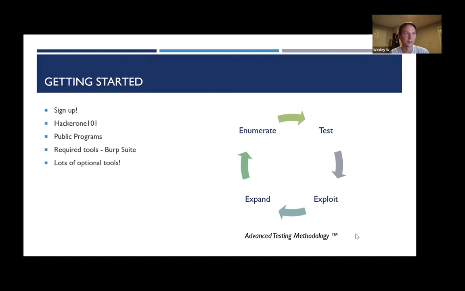I thought about what your advanced testing methodology should be to succeed in the bug bounty world. So I made this circle. And it is enumerate, test, exploit, and expand. Sounds pretty good, right? But basically what I've found is before you can really start testing a web application, it's really helpful to understand what all the paths are within it, what all the features are, what all the functions are, and as much as possible, what they're supposed to do, and then start testing those. So you'll kind of know what you're looking for in terms of problems.